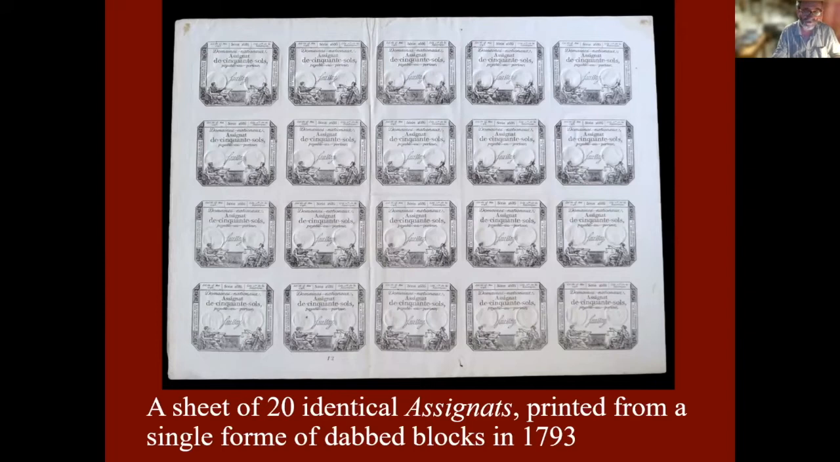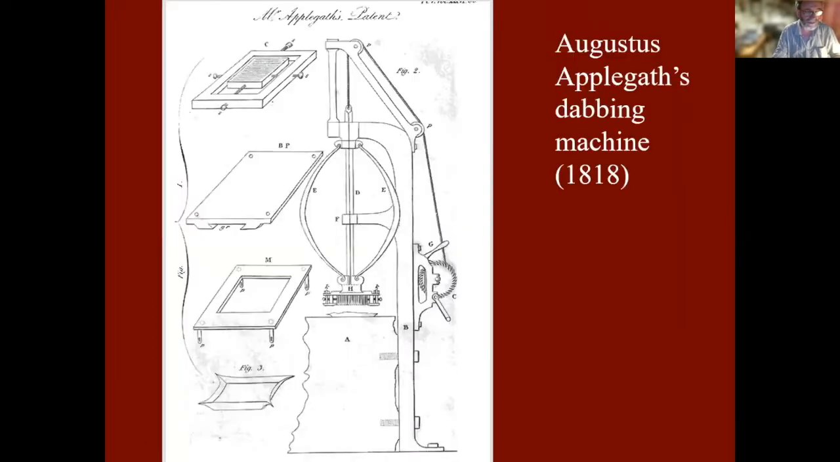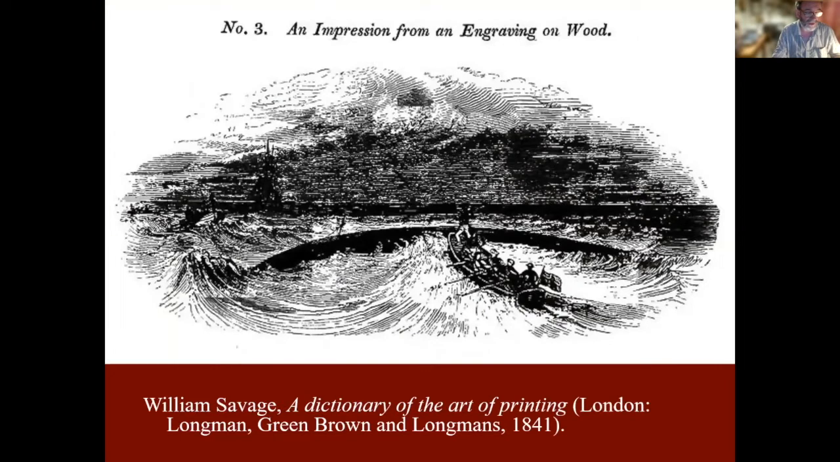A similar machine was patented in 1818 by the English inventor of presses and printing equipment Augustus Applegath. This was intended primarily for copying pages of set type rather than blocks, which is of course another possible use of dabbing as an alternative to stereotyping by the plaster or flong methods. In 1841, William Savage described what he called polytyping in his Dictionary of the Art of Printing, when he compared the results with those achieved by the new process of electrotyping.